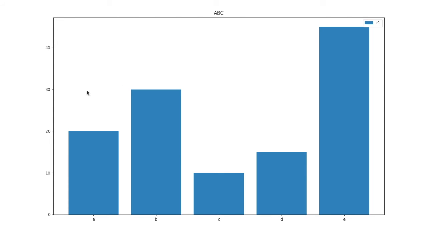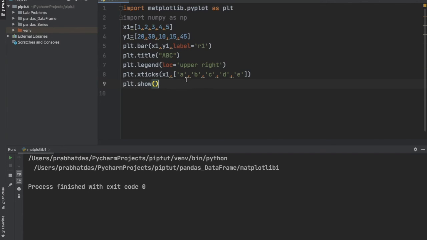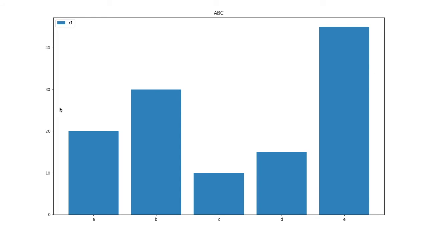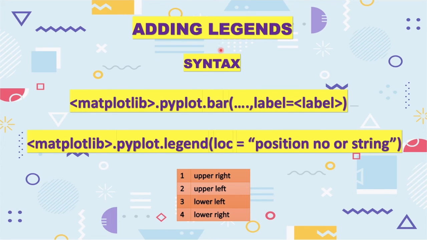As soon as I execute this code, we can see we got our legend in the upper right position. Now let's see if I need to change the position to upper left. We will simply pass the position as upper left. Let us try to execute this code. I got my legend displayed in the upper left of the bar chart. It is always to be noted that by default the legend gets generated in the upper right corner of the bar chart. So these were some of the basic terminologies related to plot and customizing the plot.